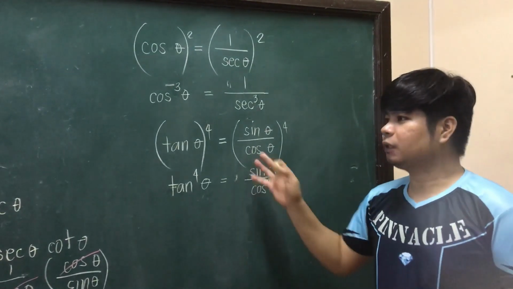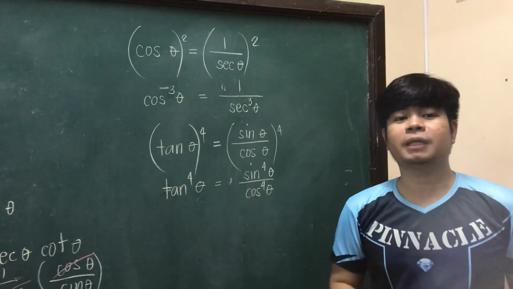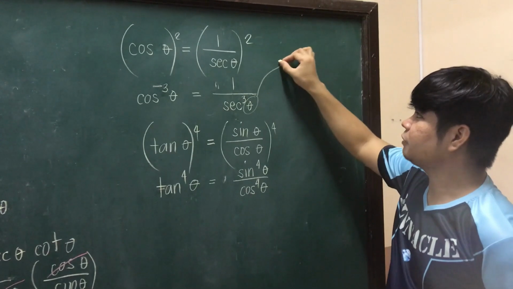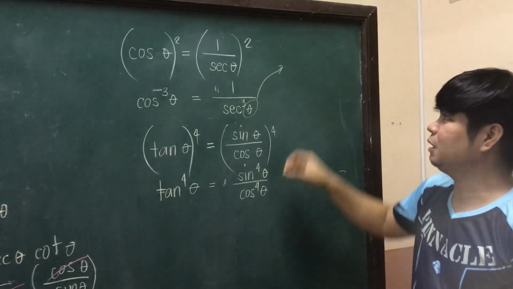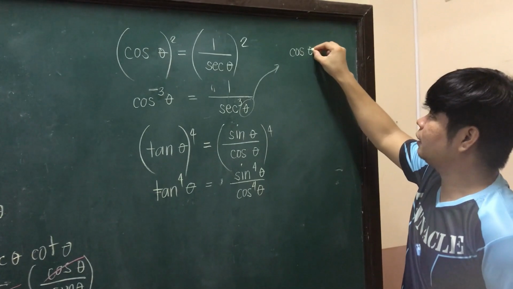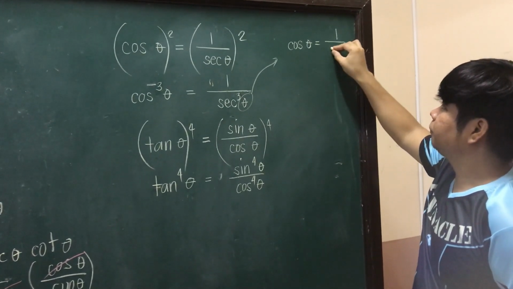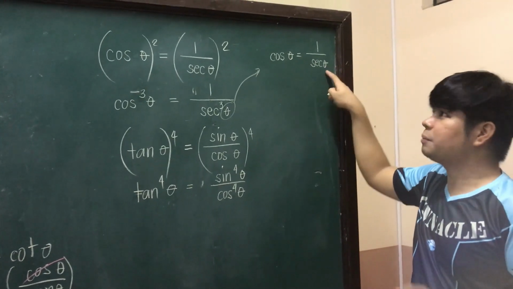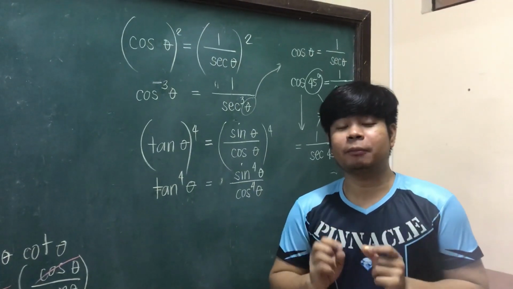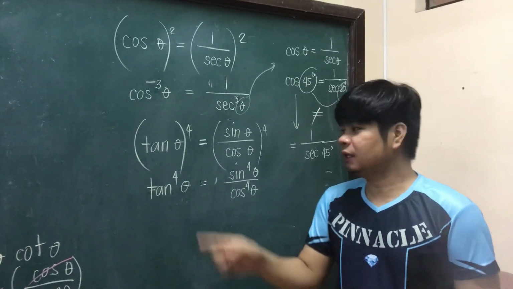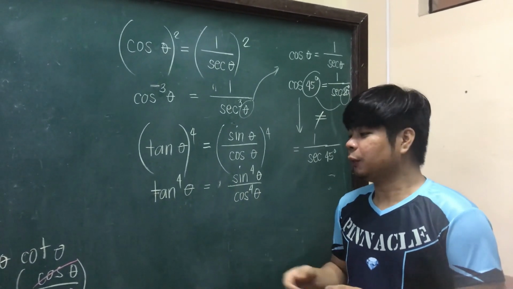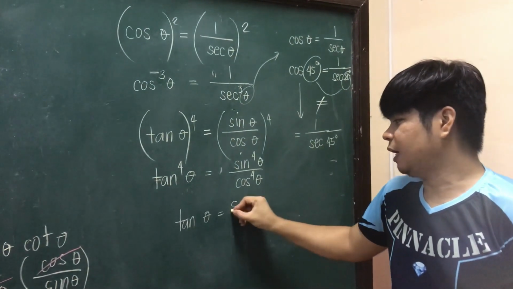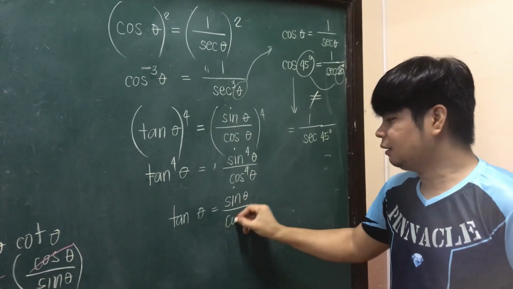Now in answering this particular problem or performing the identity, it must be clear to you that when we say theta, you are just referring to one angle measurement. Even though you say that cosine theta is equal to 1 over secant theta, it is clear that theta must be theta. When you are memorizing identities, always remember that the angles must be the same. Okay? Well, we know that tangent theta is equal to sine theta over cosine theta.